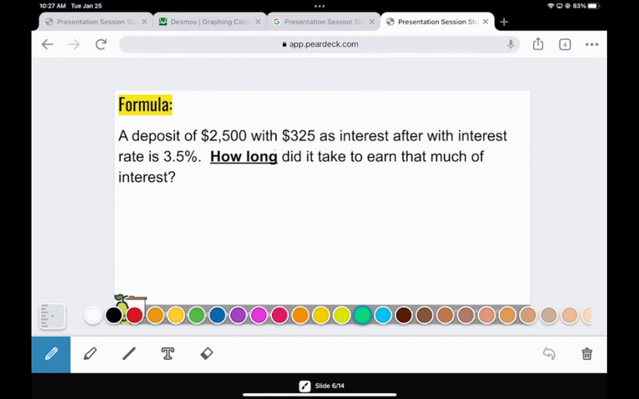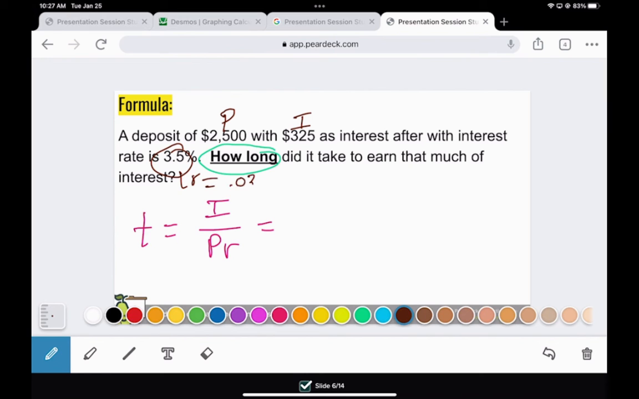Another one is this one asking how long. How long means the time, right? That means we need to figure out the time. So that would be T. You can go back to the sheet and say, okay, T means I over PR. Well, let's identify. Keep in mind P is bigger than I, so that's P and that's I. The rate, I need to change to decimal, so R is 0.035.